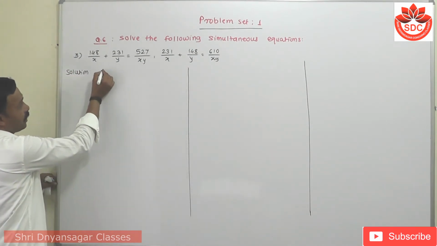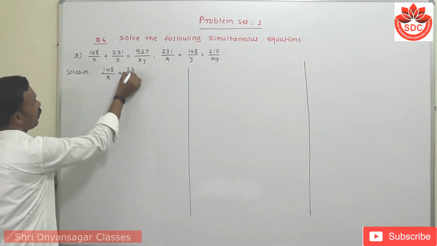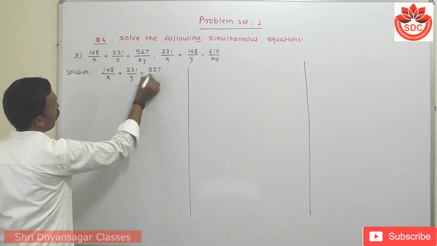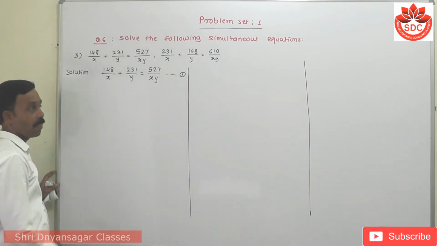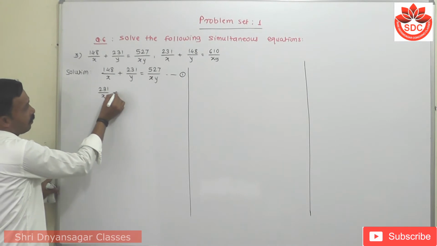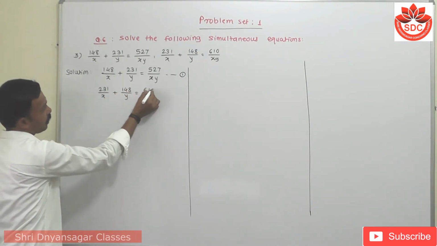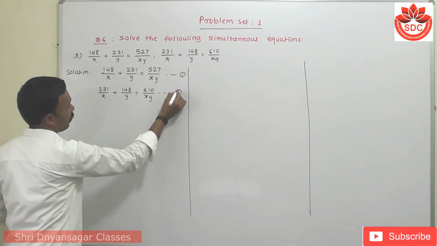Now here is the first equation: 148 upon x plus 231 upon y is equal to 527 upon xy. This is our first equation. The second one is 231 upon x plus 148 upon y is equal to 610 upon xy. This is equation number two.